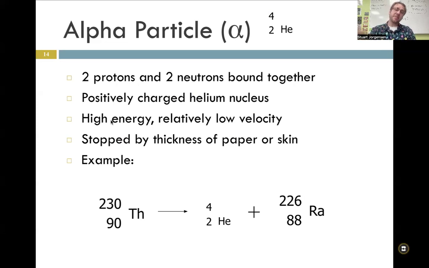It has high energy because it is pretty massive, but it's moving relatively slow. It's got a relatively low velocity. It's not traveling anywhere near the speed of our beta or our gamma particles. As a result, we can stop it with thickness of paper or skin. And here we've got our example.